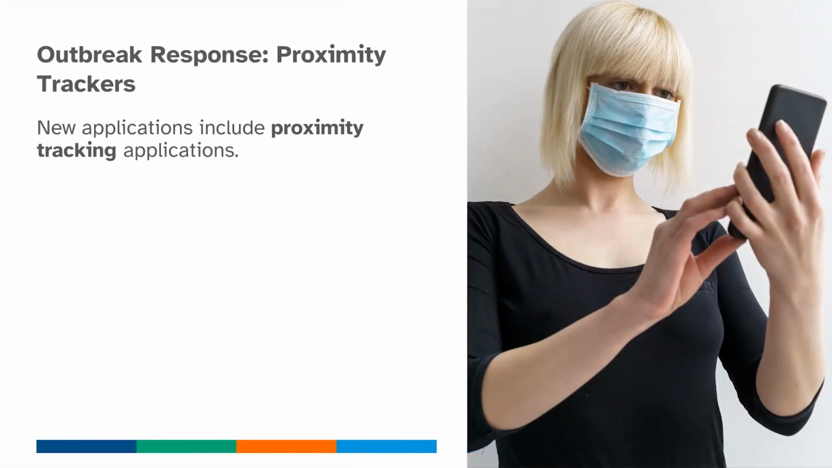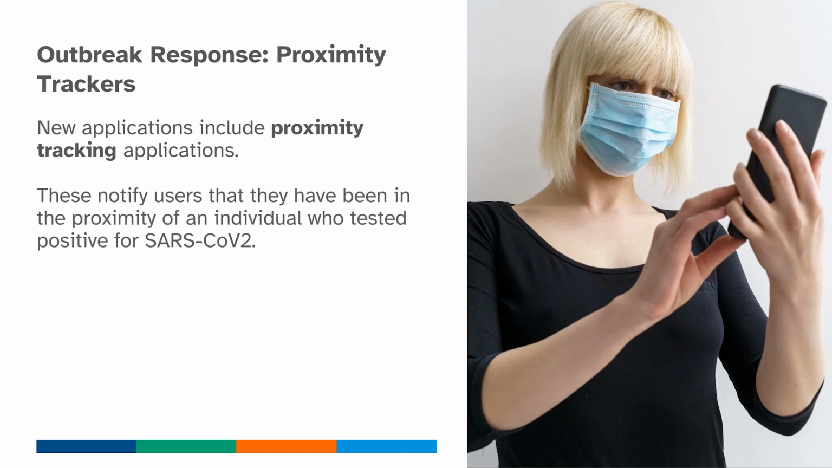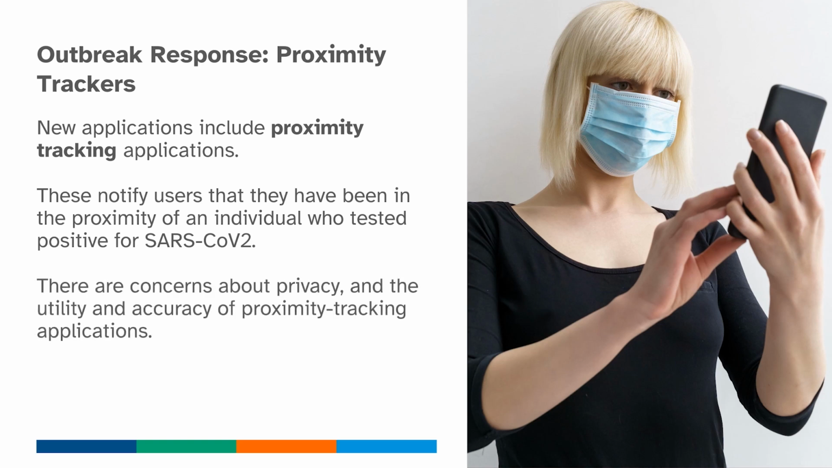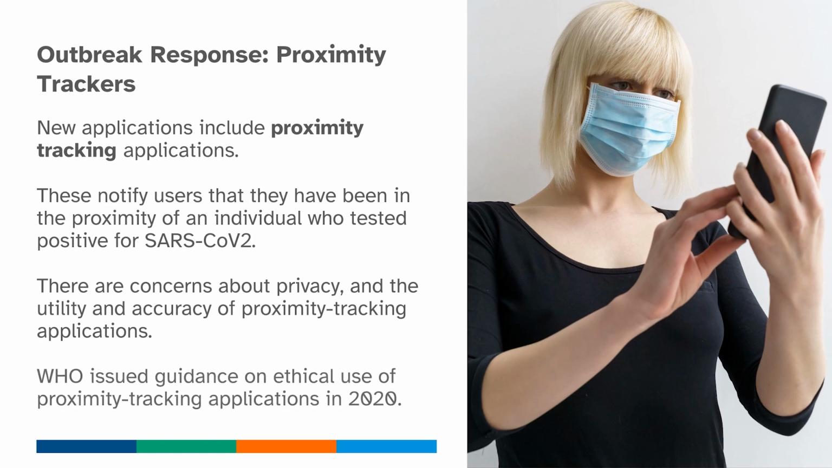New applications have included proximity tracking applications, which are intended to notify users and possibly health authorities that they have been in the proximity of an individual who tested positive for SARS-CoV-2. There are concerns about privacy and the utility and accuracy of proximity tracking applications. This led WHO to issue interim guidance on the ethical use of proximity tracking applications in 2020.